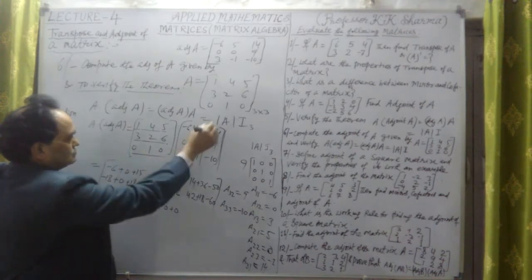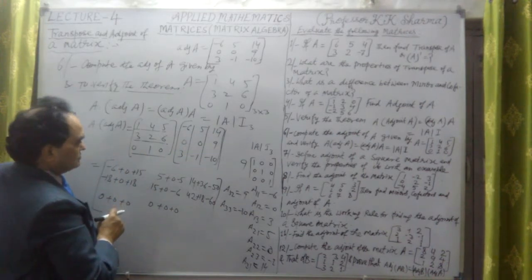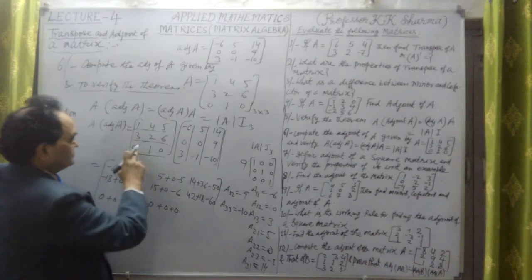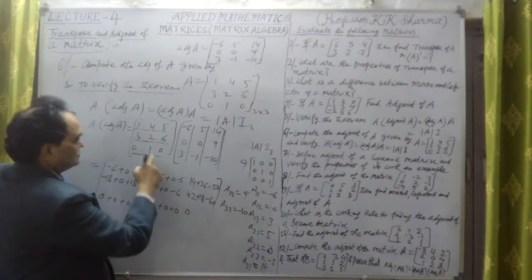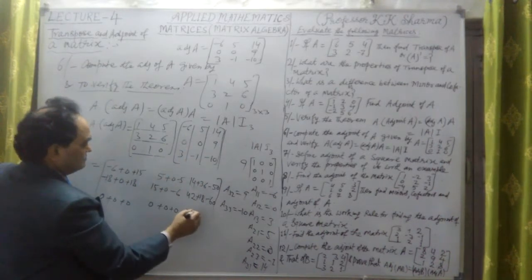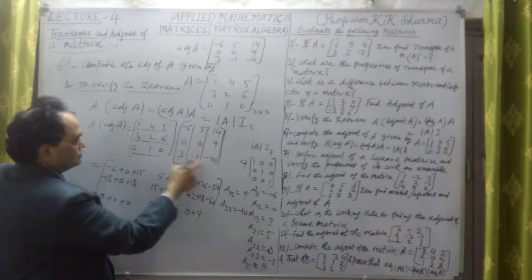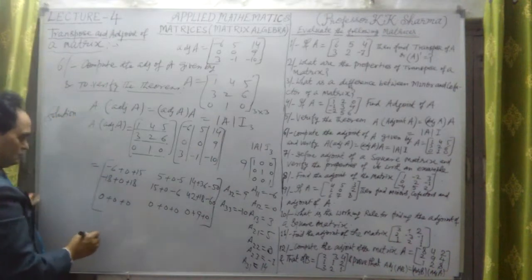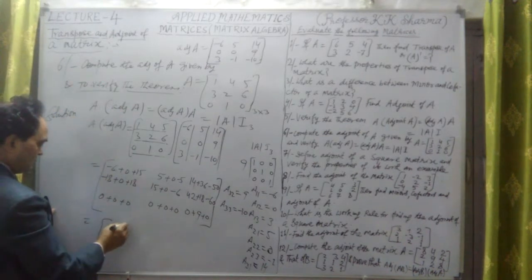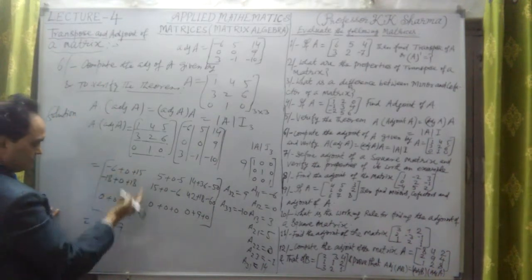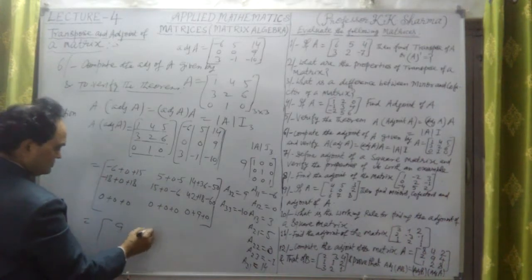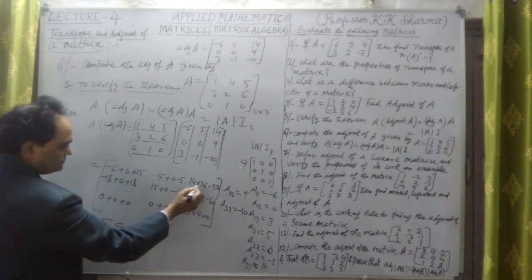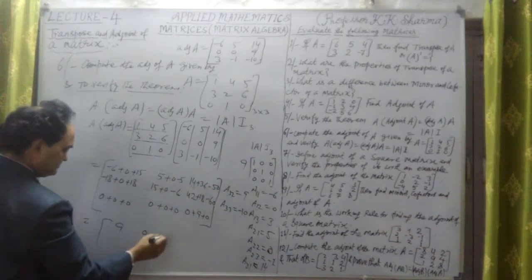Then third row, third column of this element, 0 into 14 is 0. 1 into 9 is plus 9. 0 into minus 10 is 0. Which is plus 9. Very good. So same value is obtained. This is 9 here. Minus 6 plus 15 is 9, 0. This is also 0 because 14 plus 36 is 50, 50 minus 50, 0.